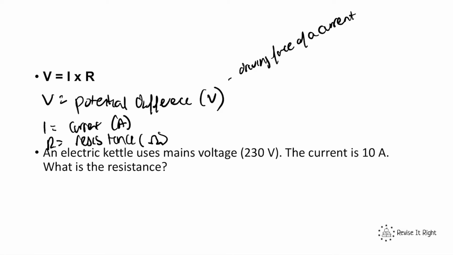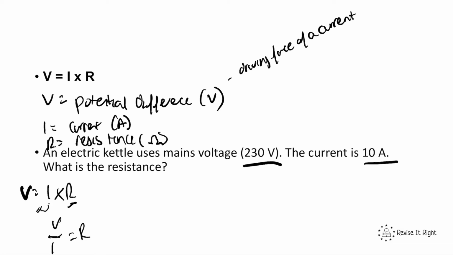So that means that potential difference is equal to current times resistance. So let's go through a worked example. An electric kettle uses a mains voltage of 230 volts and the current is 10 amps. What is the resistance? First of all, we've got our equation here: V equals I times R, and we want to work out our resistance. So we need to rearrange this equation to get R on its own. If current is times over this side, it's going to move over here to be a divide. So V over I equals R.